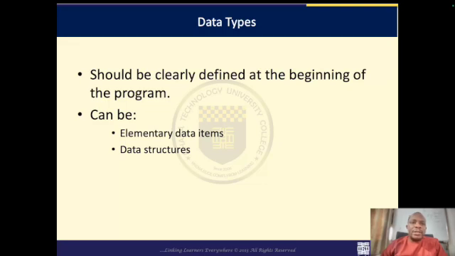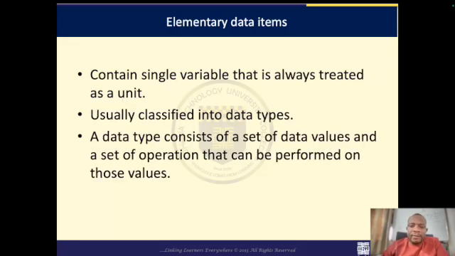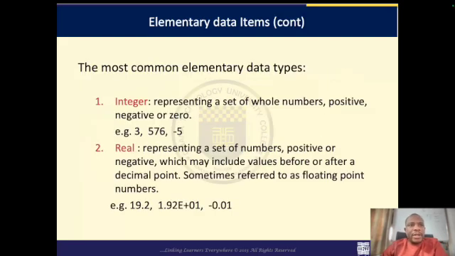There are two main categories of data types that you may come across. We have what we call the elementary data types and then data structures. Elementary data types are basically a type of data that contains single variables that are always treated as a unit. They are usually classified into data types. A data type consists of a set of data values and a set of operations that can be performed on those values.